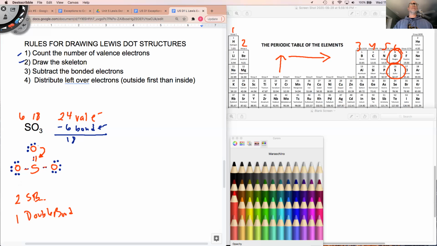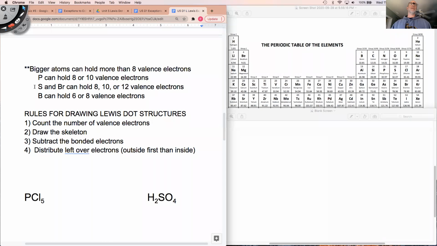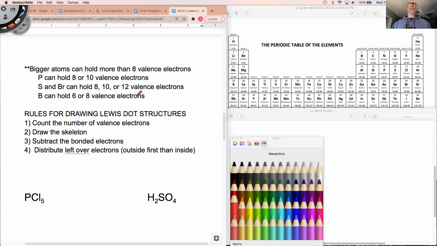So let's take a look here. Let's do one more example. BH3, ladies and gentlemen. At the very beginning of this video, we showed you there are some exceptions to the octet rule. Phosphorus, sulfur, and bromine can have more. Boron, this element right here, is the only element that you're going to come in contact with that can have less than 8 electrons. Boron has the ability to only have 6.